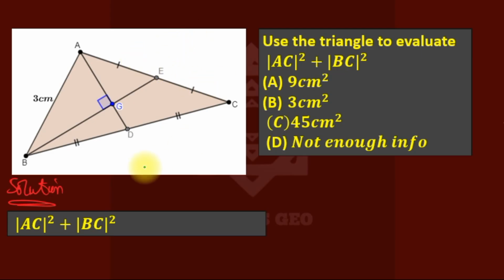So the theorem says that whenever two medians are perpendicular, then the sum of the squares of the sides that the median divides equals 5 times the square of the third side. As you can see, the third side is AB. So our answer is now equal to 5 times 3 squared. I'll prove it later. Our answer is 45 cm squared, which is option C. So let's prove the theorem.